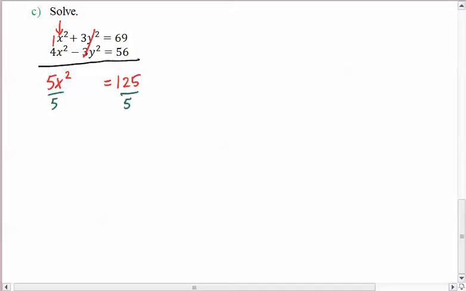Okay, this has been set up by yours truly to work out pretty nicely. So you have a 25, and then we're going to take the square root. Okay, x is plus or minus 5.